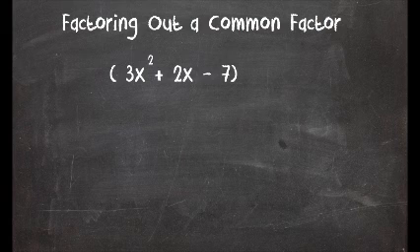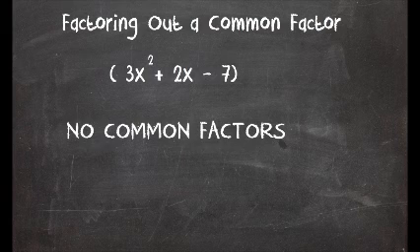Let's try to find the common factor in this trinomial. Just because there's more terms doesn't mean it's more complicated. Let's look at this example. 3x squared plus 2x minus 7. Is there a common factor that we can divide out? This one was just a test. There is no common factor that we can factor out of this trinomial, but let's try this one.